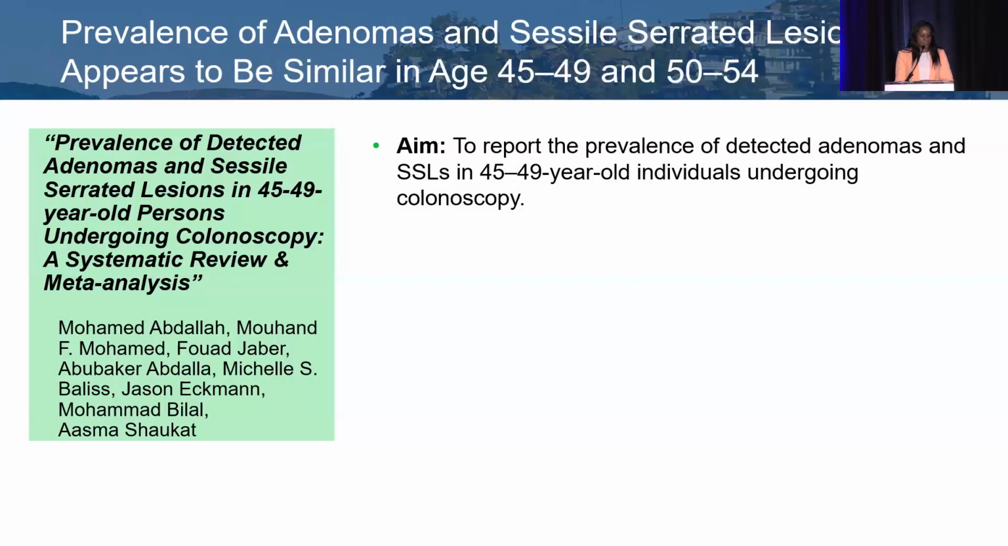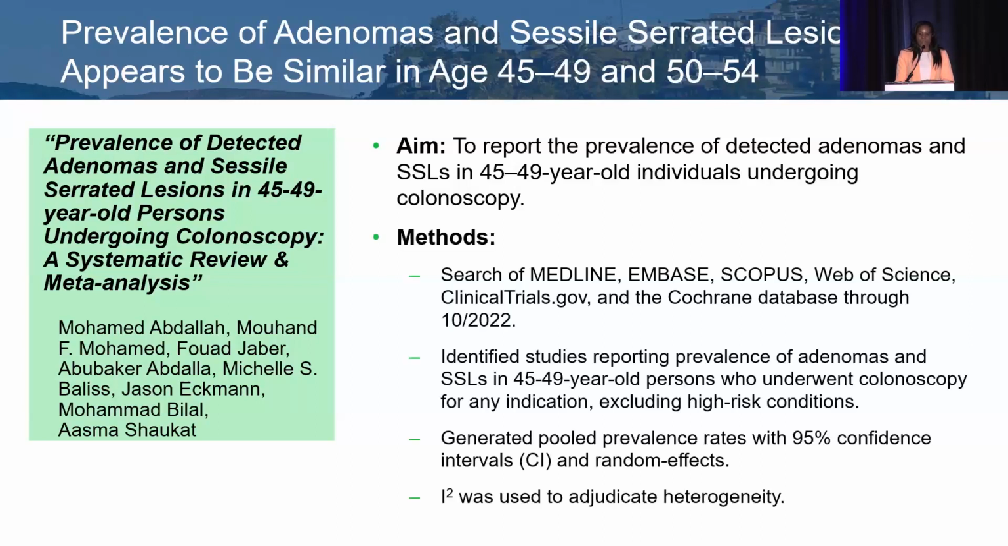They aim to report the prevalence of detected adenomas and sessile serrated lesions in 45 to 49-year-old individuals who are undergoing colonoscopy. What they did to answer this question is to perform a systematic review. They did a wide scope search of available peer review articles, and they identified studies that were reporting the prevalence of adenomas and SSLs in 45 to 49-year-olds who underwent colonoscopy really for any reason except for high-risk conditions.